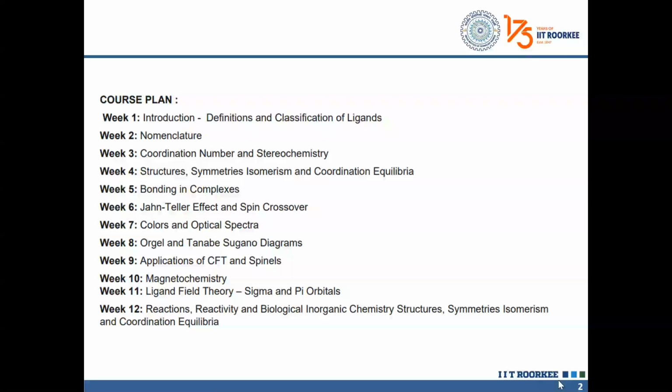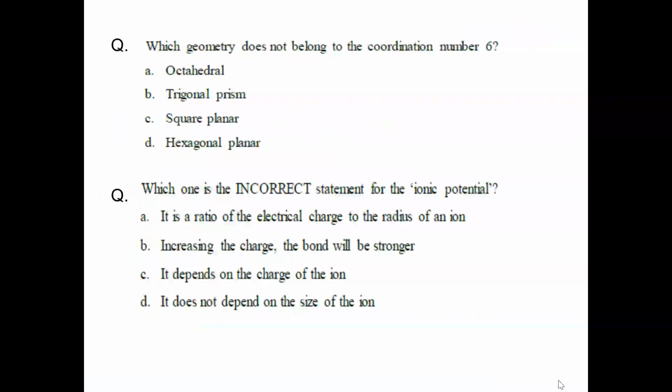Okay, so these are two questions. In first one, you have to determine the basically geometry. So which geometry among these does not belong to the coordination number of 6? You are given the four options. One is octahedral, trigonal prism, square planar, and hexagonal planar, right?